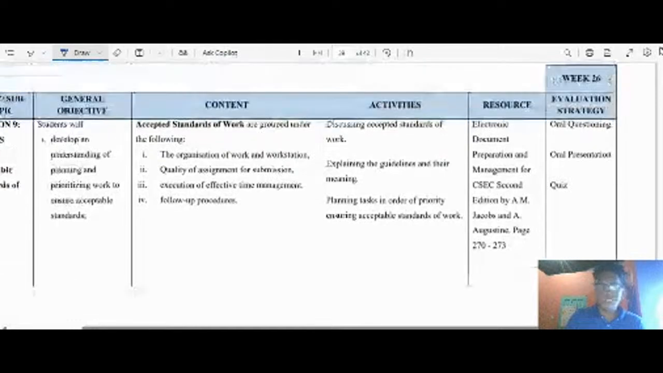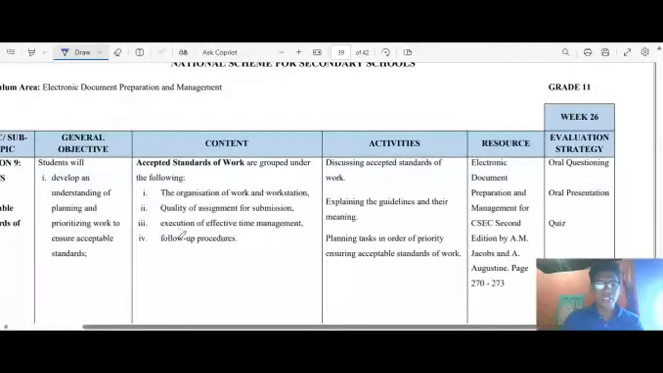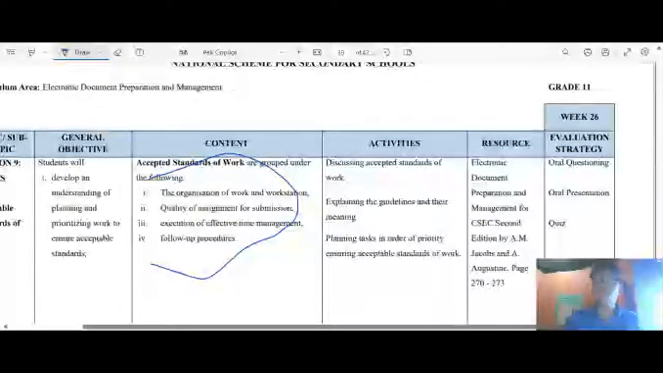We're nearly covering 12. You only have a couple more pages left for this year. So the accepted standards of work are grouped under the following: the organization of work and workstation, quality of assignment for submission, execution of effective time management, and follow-up procedure. These are the standards of work for everyone. So how did you manage your time? Was it effectively managed? That is one way of actually grading you.